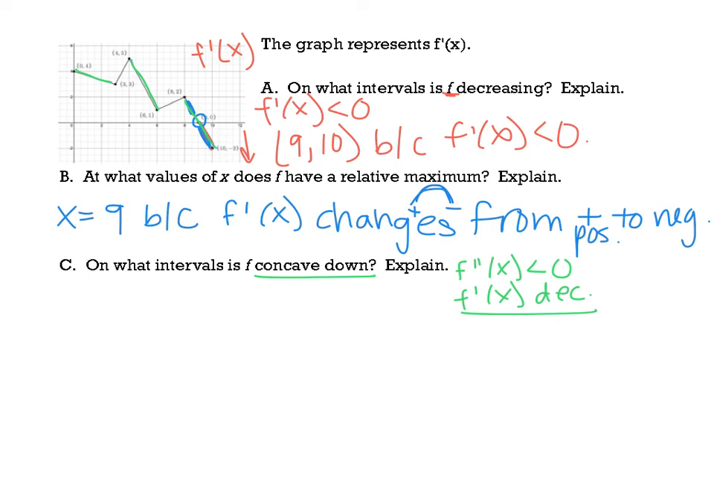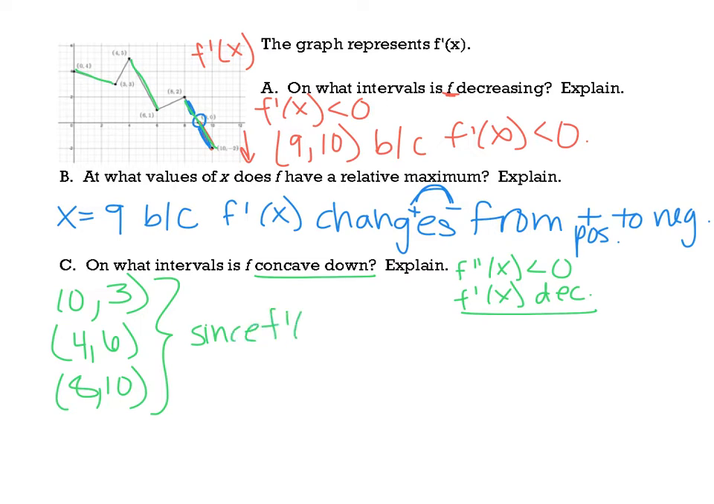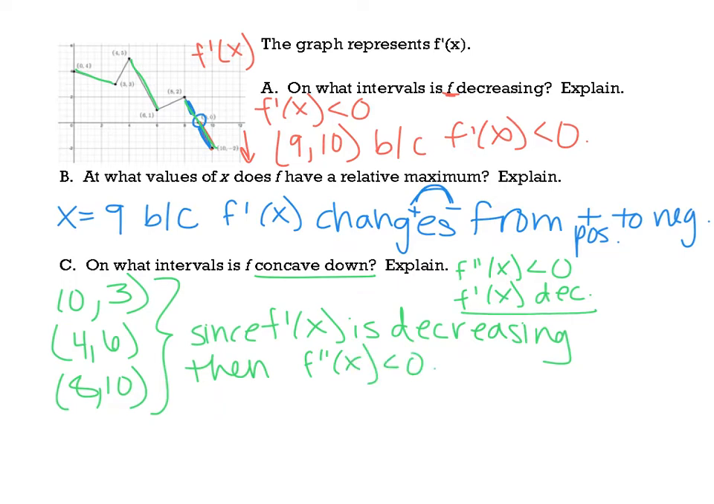So from 0 to 3 and 4 to 6 and then 8 to 10, it looks like. My graph is small. I'm pretty sure that's right, though. And then our explanation with this would be because f prime of x is decreasing, then f double prime of x is less than 0, so concave down. Okay?